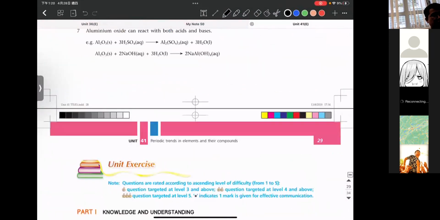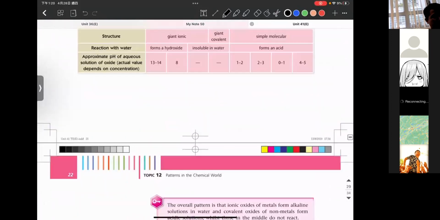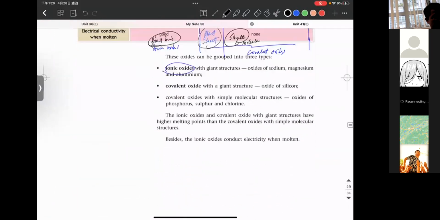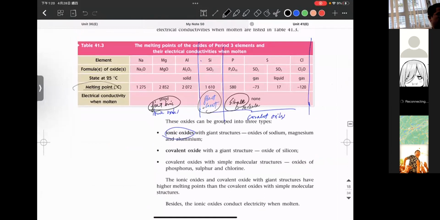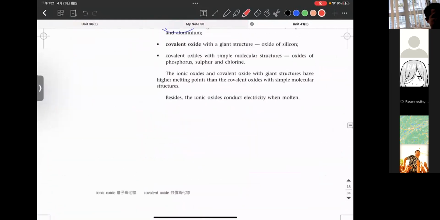Now, if you want to take a look at the composition of period 3 oxides, you may get something else. So first of all, the melting point. Now, for giant structure, do you see that? What can you relate them? Giant structure, relatively higher melting point. Simple structure, relatively lower. You know it, okay?